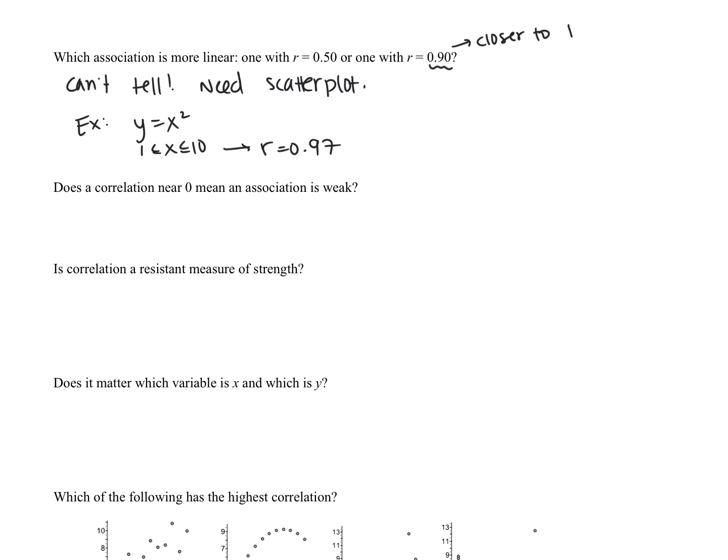Okay, does a correlation near 0 mean that the association is weak? It means it's weakly linear, but no, could be nonlinear. Again, gotta look at the graph.